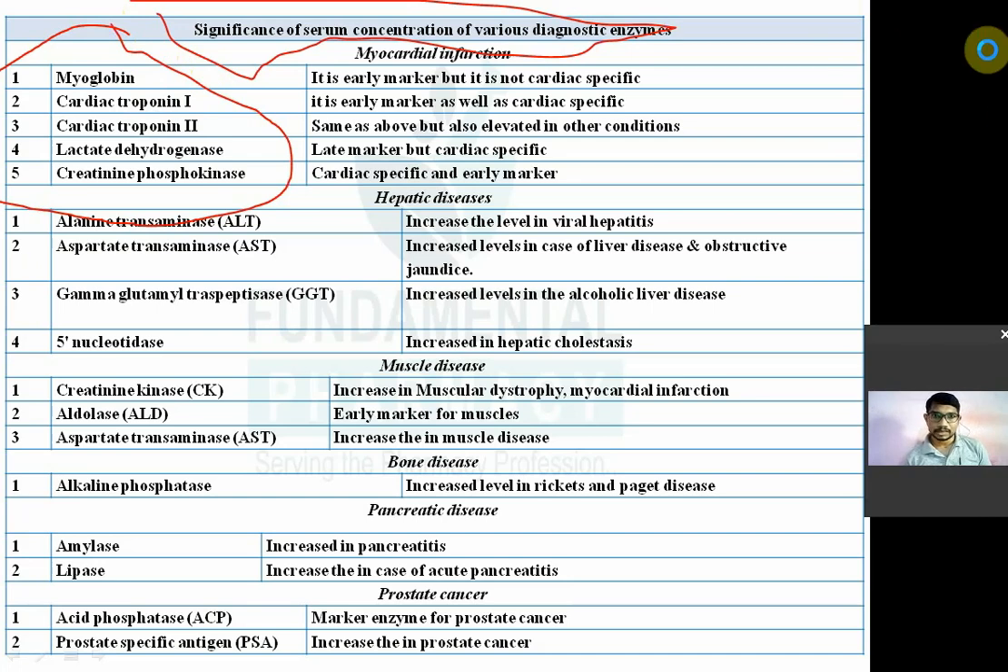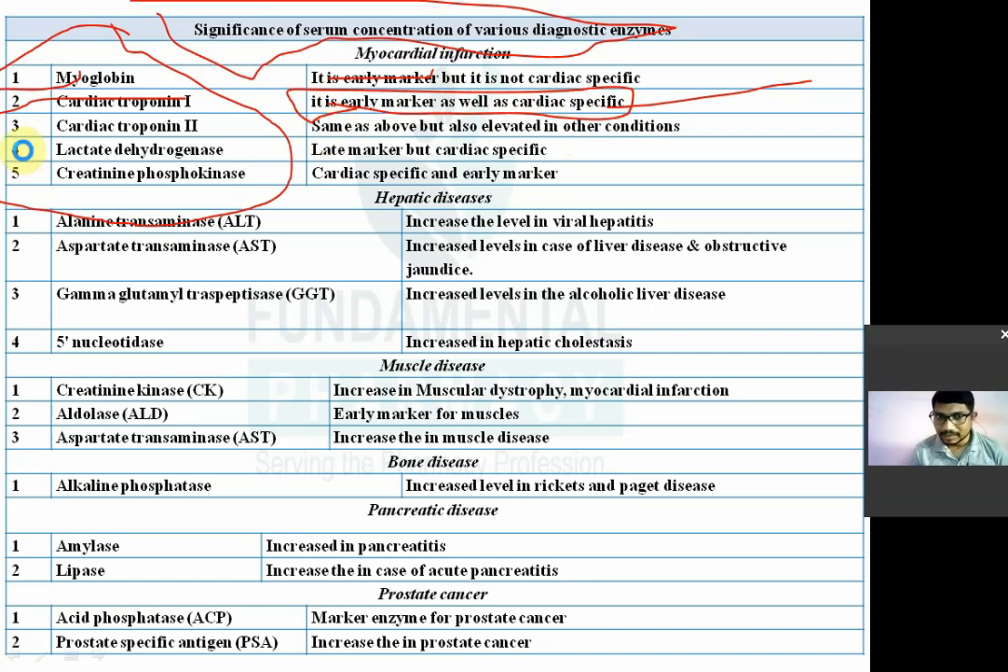So we'll see that. First one is myoglobin. It is an early marker, but it is not cardiac specific. Then cardiac troponin I. ये enzyme है. It is an early marker as well as cardiac specific. And this was a question in GPAT 2020.